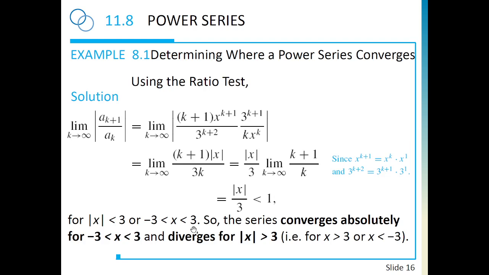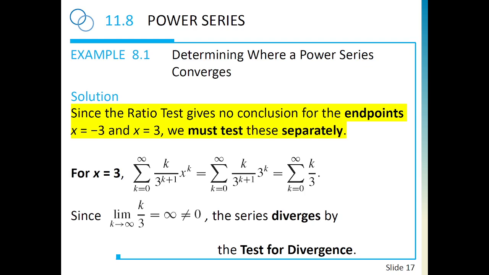So immediately by application of ratio test, we know that this series is convergent for all x's between negative 3 and 3. Absolutely convergent, because ratio test gives us absolute convergence. Okay, so series is divergent outside that interval. Now, what ratio test cannot give us is what's happening at the endpoints, negative 3 and 3. So we need to study that a little bit.